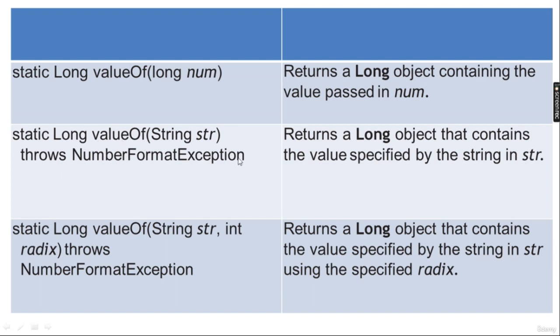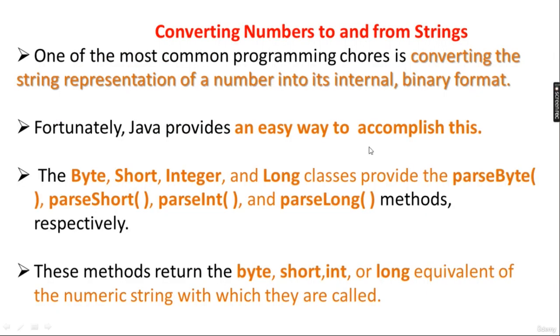Static Long valueOf(String str) throws NumberFormatException returns the Long object that contains the value specified by the string in str. Then static Long valueOf(String str, int radix) throws NumberFormatException returns a Long object that contains the value specified by the string in str using the specified radix.